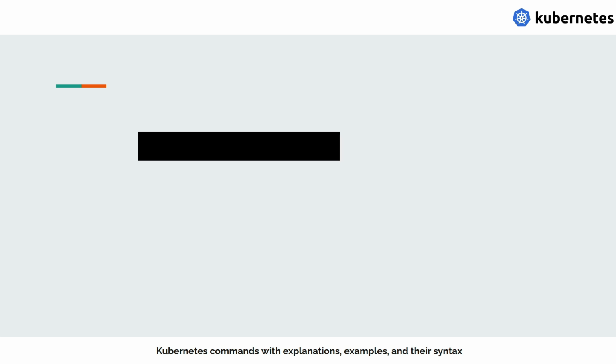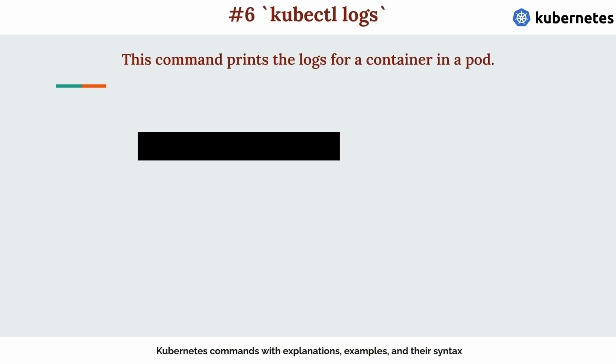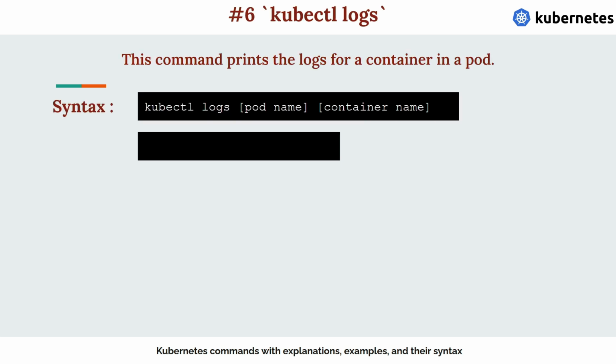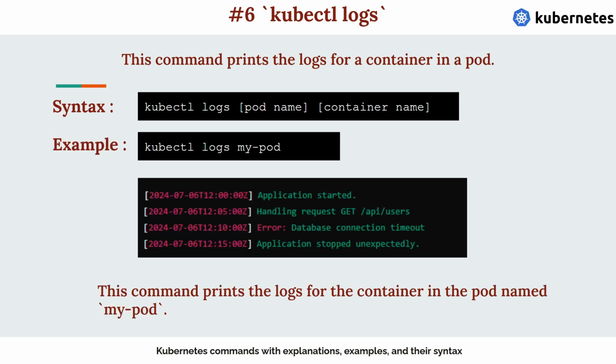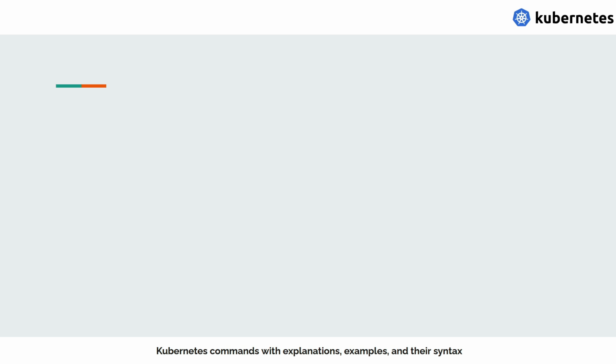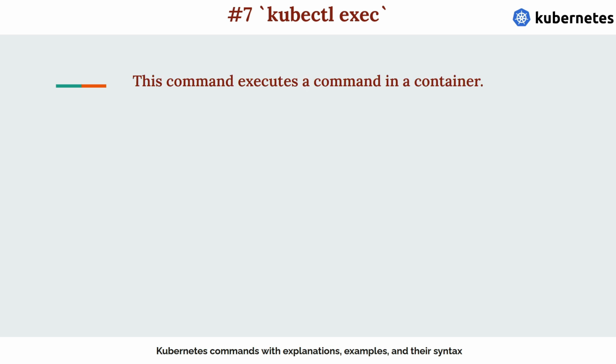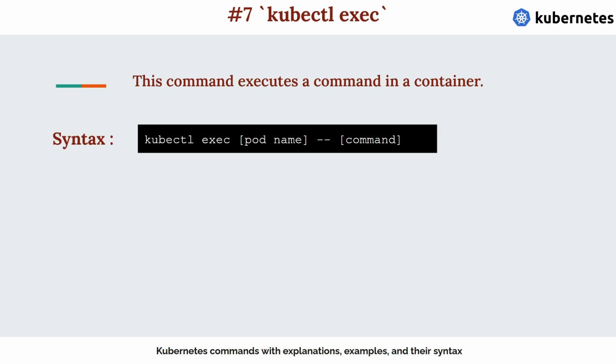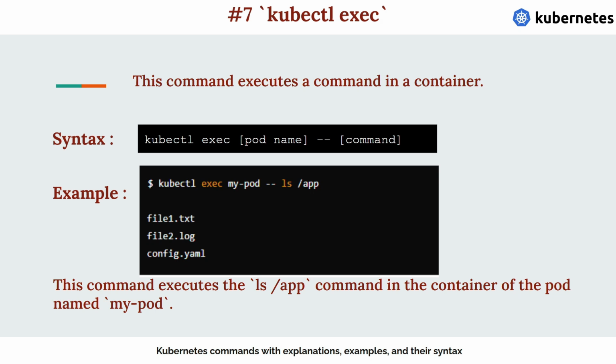Next command is kubectl logs. This command prints the logs for a container in a pod. Let's see the syntax. The usage of the kubectl logs command starts with the kubectl logs keyword, followed by pod name and container name. This command prints the logs for the container in the pod named mypod. Next command is kubectl exec. This command executes a command in a container. Let's see the syntax. The usage of the kubectl exec command starts with the kubectl exec keyword, followed by pod name and command. This command executes the test-app command in the container of the pod named mypod.